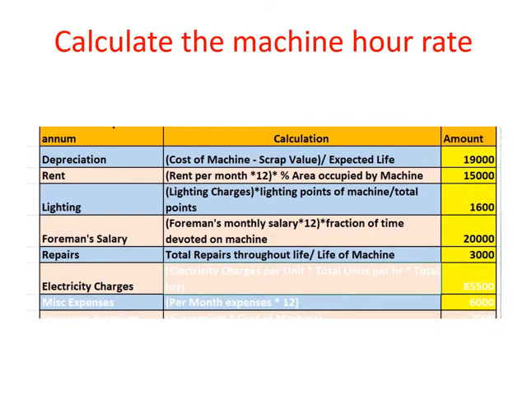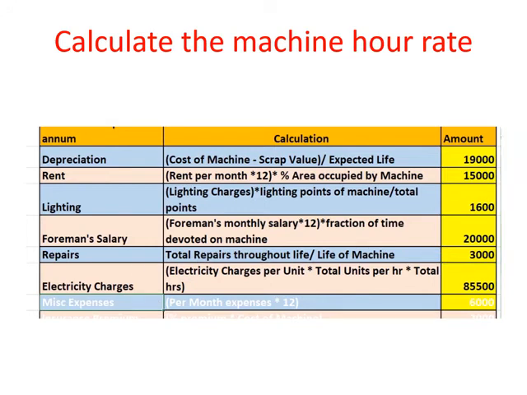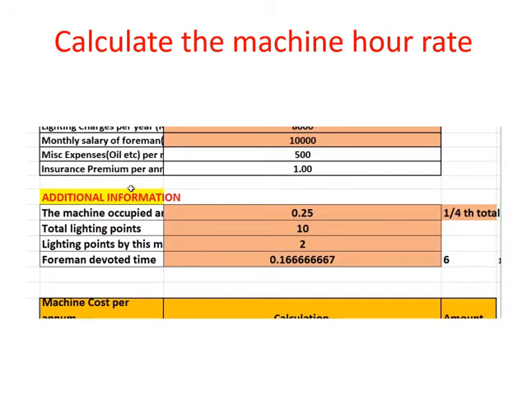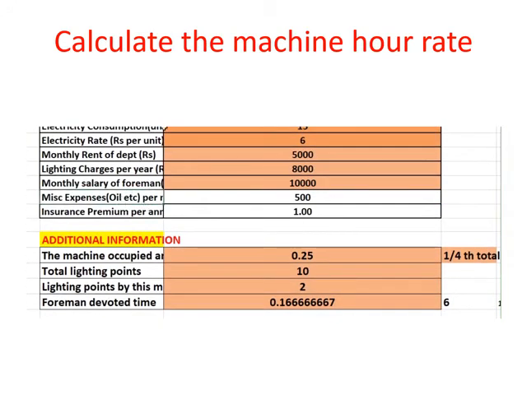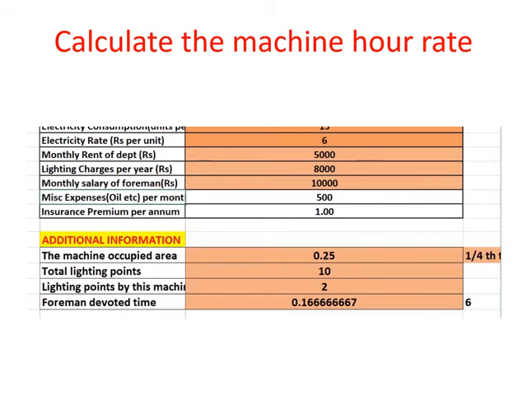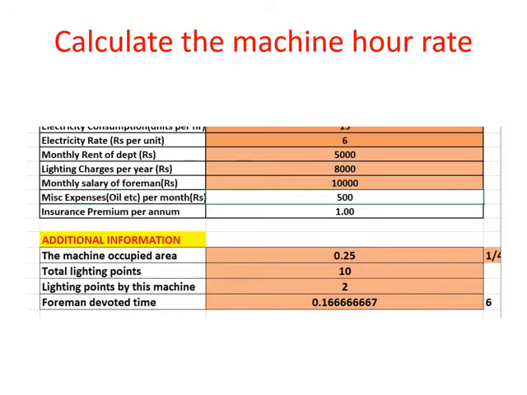So for calculating electricity charges: cost per unit into total units per hour into total hours that machine is used for that particular year. So everything you have to see whether it is for the year, and commonly calculate per year. So you get this answer. Next is miscellaneous expenses. They have said miscellaneous oil and other expenses per month is given. Per month it is 500.